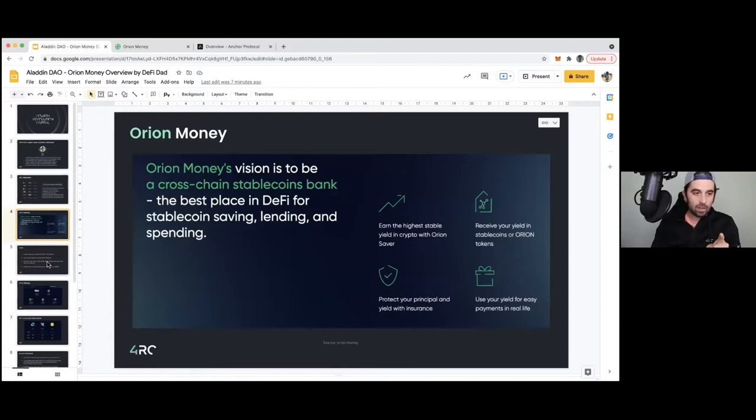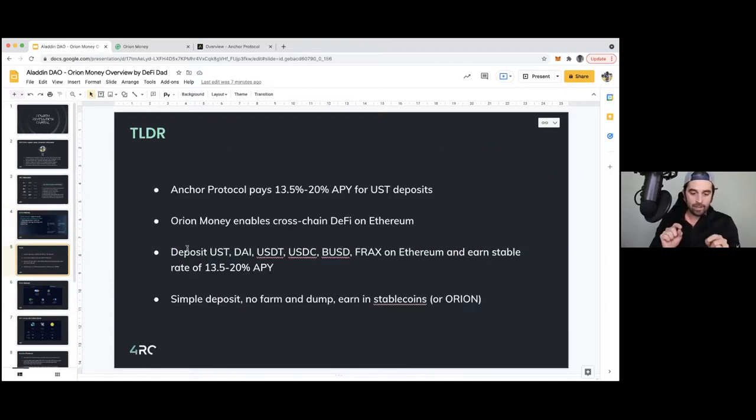Orion is going to allow us to deposit stablecoins on Ethereum. So this could be eventually, obviously, through the AladdinDAO dashboard. And then you can earn anywhere from 13.5 to 20% APY. You optimize your yield when you deposit UST. So there's a number of choices here. I'm not quite sure if we should enable those choices if the Boule votes to approve this, but 16.5% is the rate that is stable.